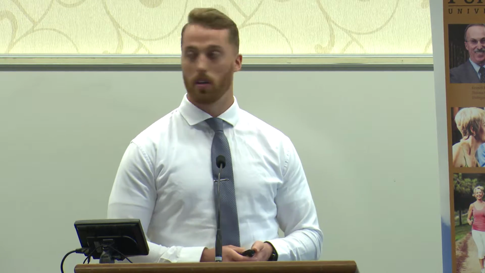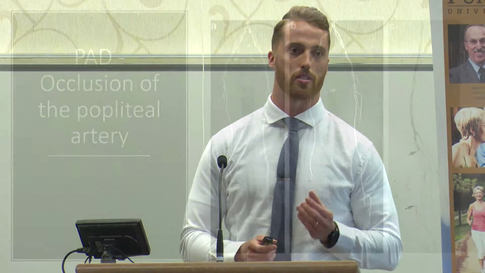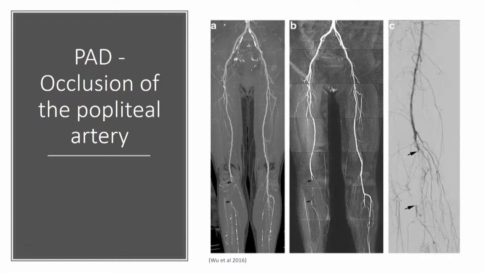So you can see here what I'm talking about. This is an example of an occlusion of the popliteal artery. This is an angiogram image. And you can see where the arrows point, that's where the blood flow is actually stopped by a plaque that's developed behind the kneecap.